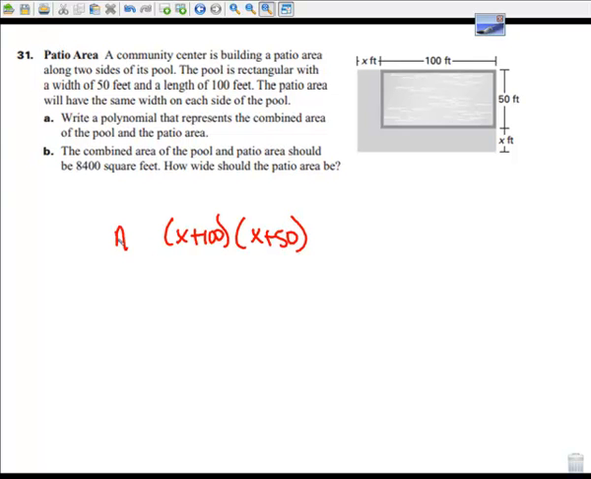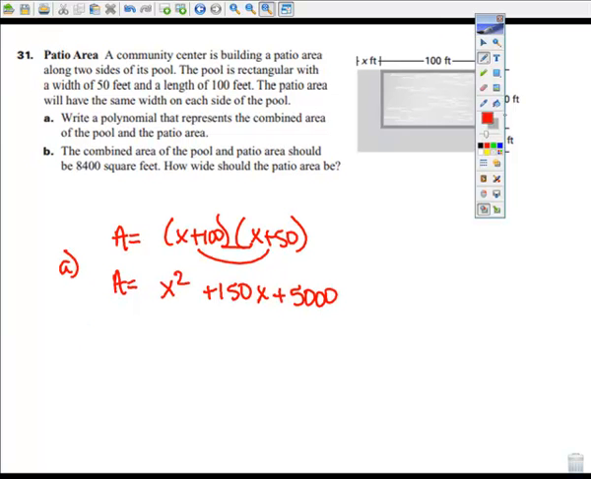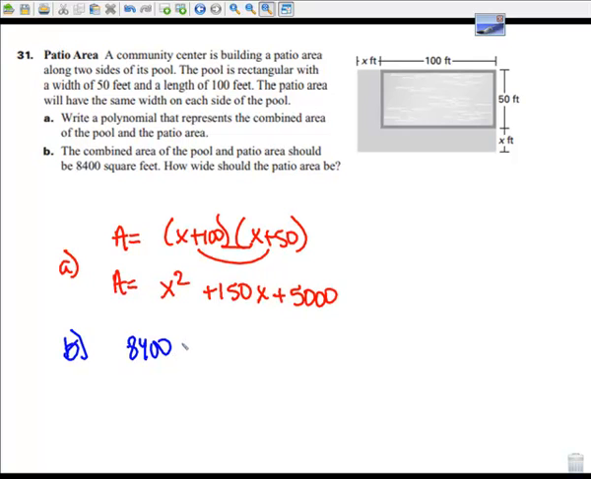So there's that. However, it says write a polynomial. So I need to go ahead and FOIL this. This is going to give me an x squared. There's 100x and 50x, so plus 150x. And 100 times, I'm sorry, 50 is 5,000. So that's part A. Part B, they're saying, okay, the combined area of the pool and the patio should be 8,400 square feet. So I want to set this equal to 8,400.